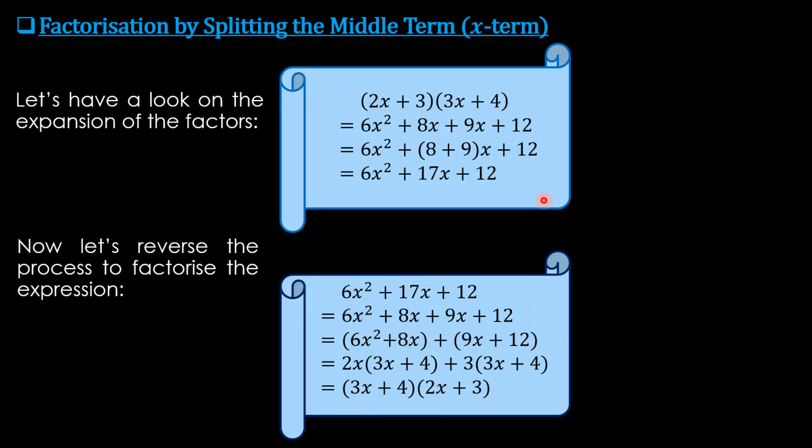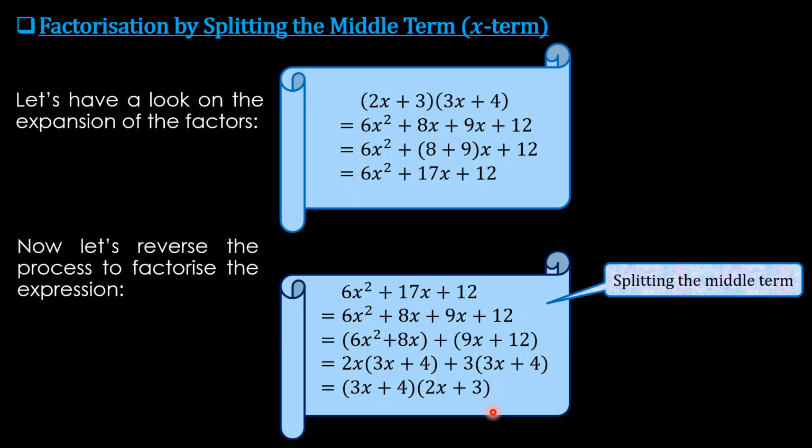So 6x² + 17x + 12, we write 6x² + 8x + 9x + 12. Then we group them: 6x² + 8x + 9x + 12. Then we take the common factor from the first two, which is 2x. 3x + 4 is the remaining, and 3 here. So we have this. Now common factor again, 3x + 4. So we have remaining 2x + 3. Now here we are splitting the middle term 17x as 8x + 9x.